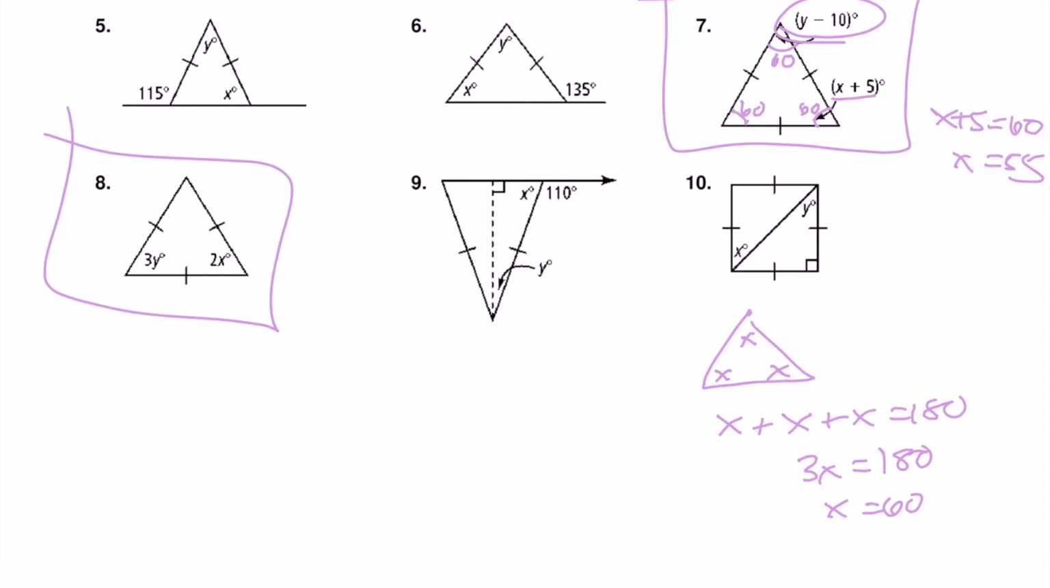Let's look at number 6. Number 6 is a little bit trickier. So number 6 I know is isosceles. This exterior angle is 135. Remember, this is a linear pair. So how do we handle linear pairs? You're going to say, well, 135 and this angle right here, whatever it is, let's call it z, must equal 180. So z plus 135 equals 180. Subtract 135 from both sides, you get 45 is equal to z.